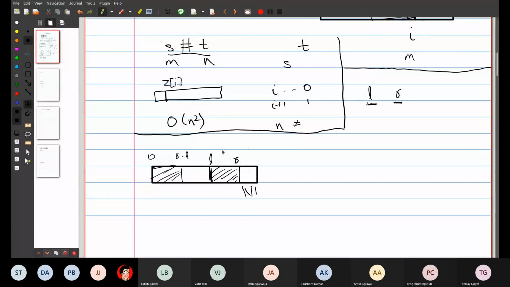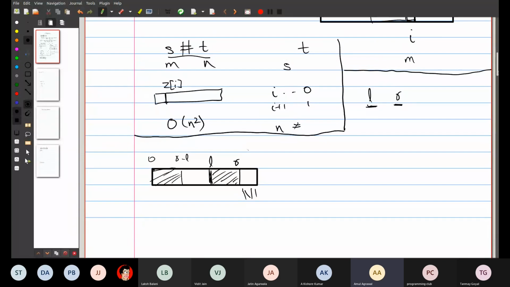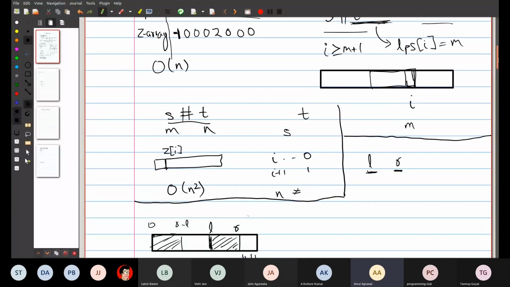What I was saying is L to R is the rightmost substring which is also the prefix of this string, and beyond R we haven't yet discovered. It will be better if you can explain this L to R once again, I didn't get anything from it.